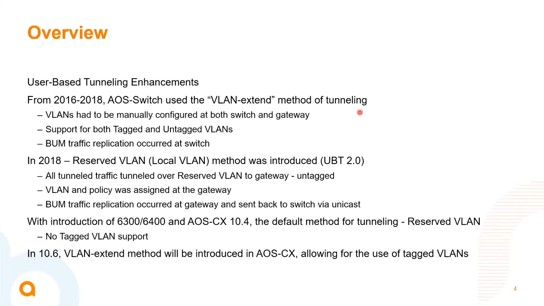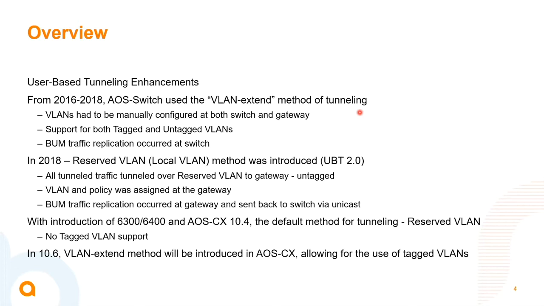So once moving to 10.4, we still had the reserve VLAN method of tunneling. However, there were still challenges with tagged VLANs. We have customers that tunnel everything, all types of devices, back to the gateways, and they wanted to be able to send tagged traffic back, especially with VoIP phones. We have some customers that tunnel their phones. They tunnel everything back to the gateways, and so they wanted to be able to send tagged traffic back to the gateway over a wired tunnel.